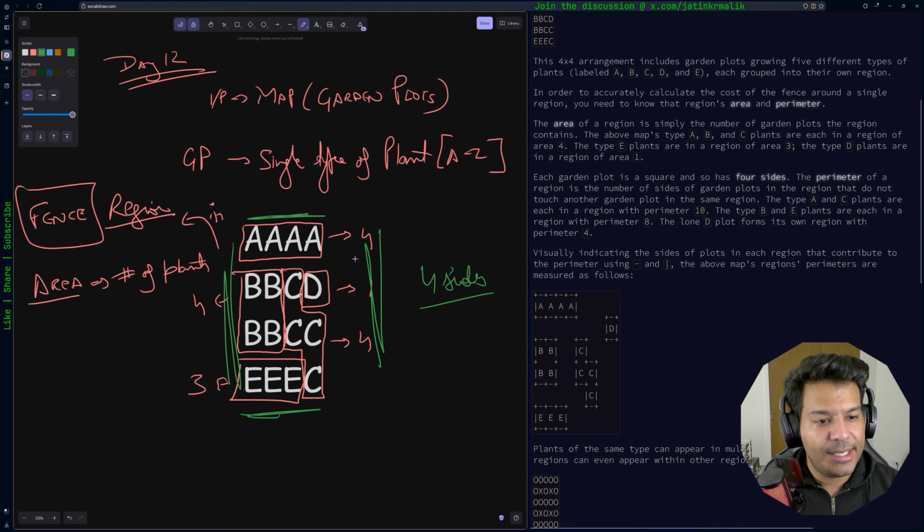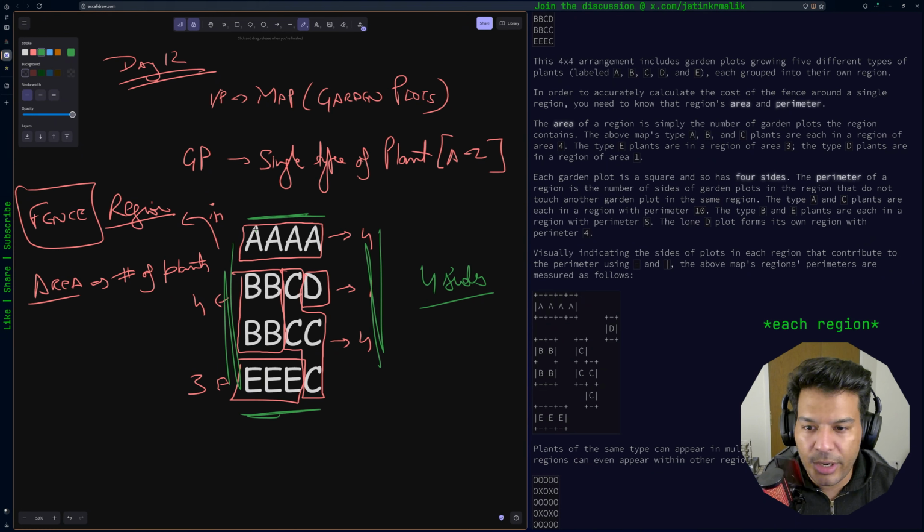So the type A and C are each in a region with perimeter 10. Type B and E plants are each in a region with perimeter 8. The lone D plot forms its own region with perimeter 4. I see. So basically we are calculating the perimeter of each region. Remember, each individual item is a plot.